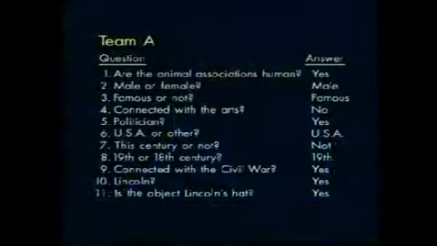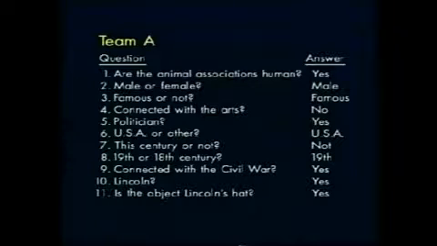So we give them the clue. The object is animal and vegetable with animal associations. So the first team, Team A, what are they saying? Well, they ask a question: are the animal associations human? Answer, yes. Male or female? Male.